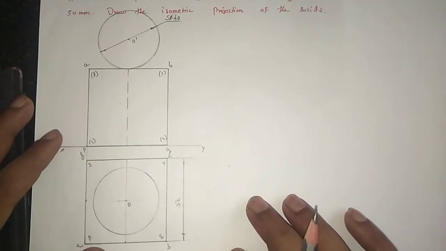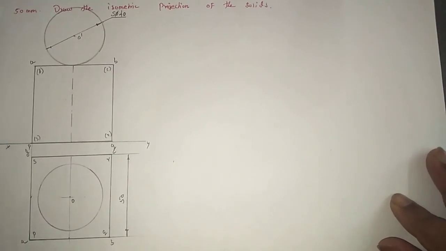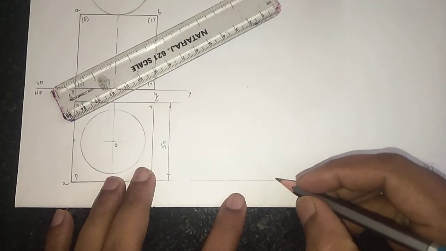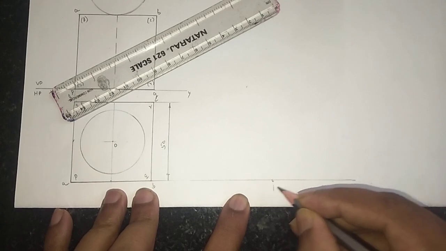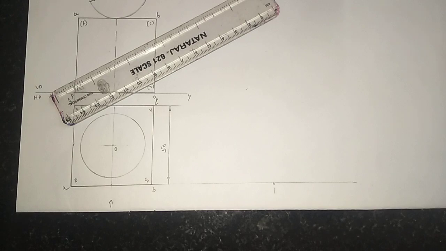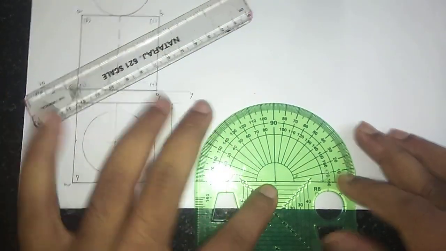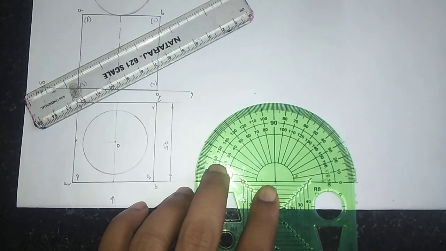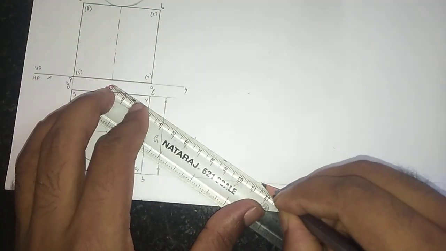Next we are going to draw the 3D view, that means the isometric projection of the object. So first draw one straight line and then mark one point on that line. This is point number 1. Take the protractor and place it at that point. Take an angle of 30 degrees on both sides, and now connect these lines from point 1. Connect the points.